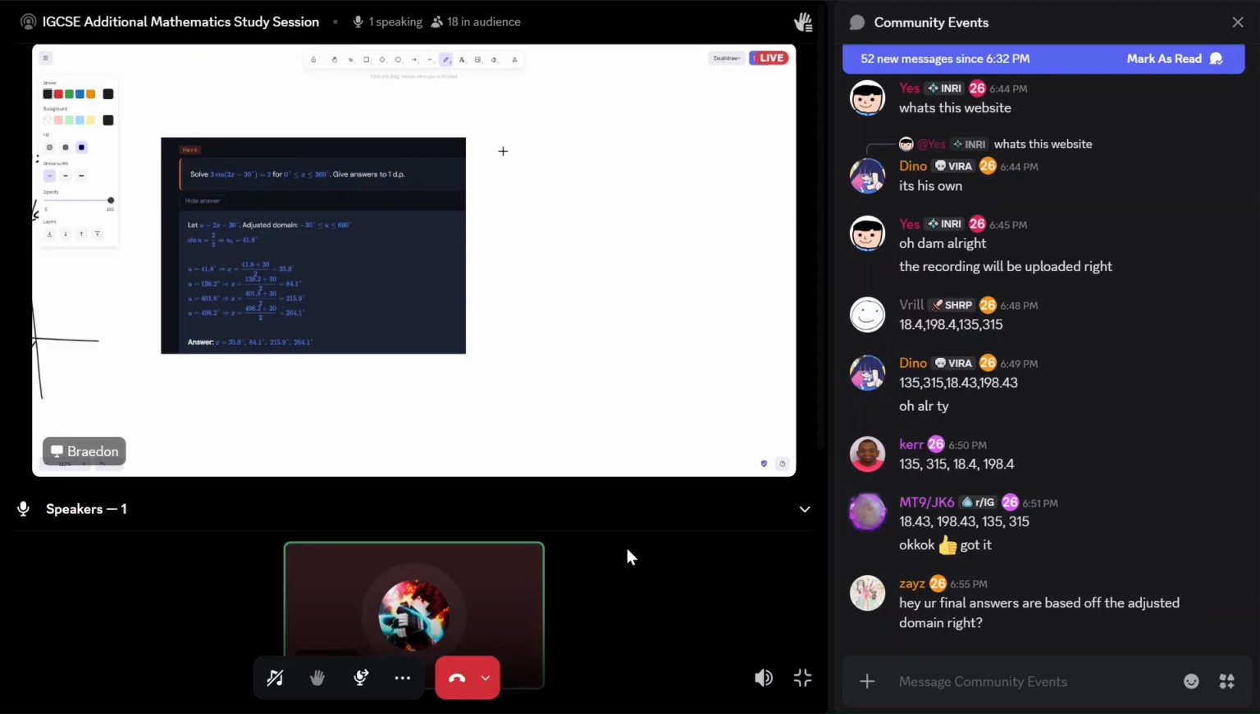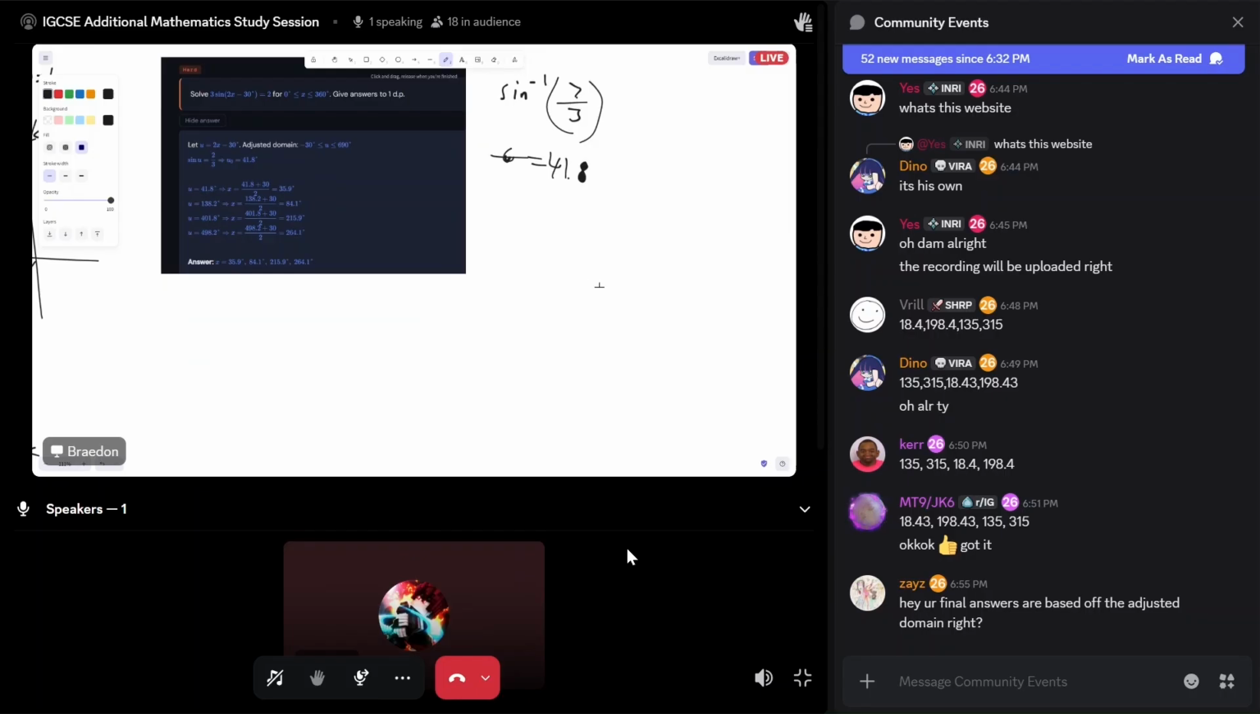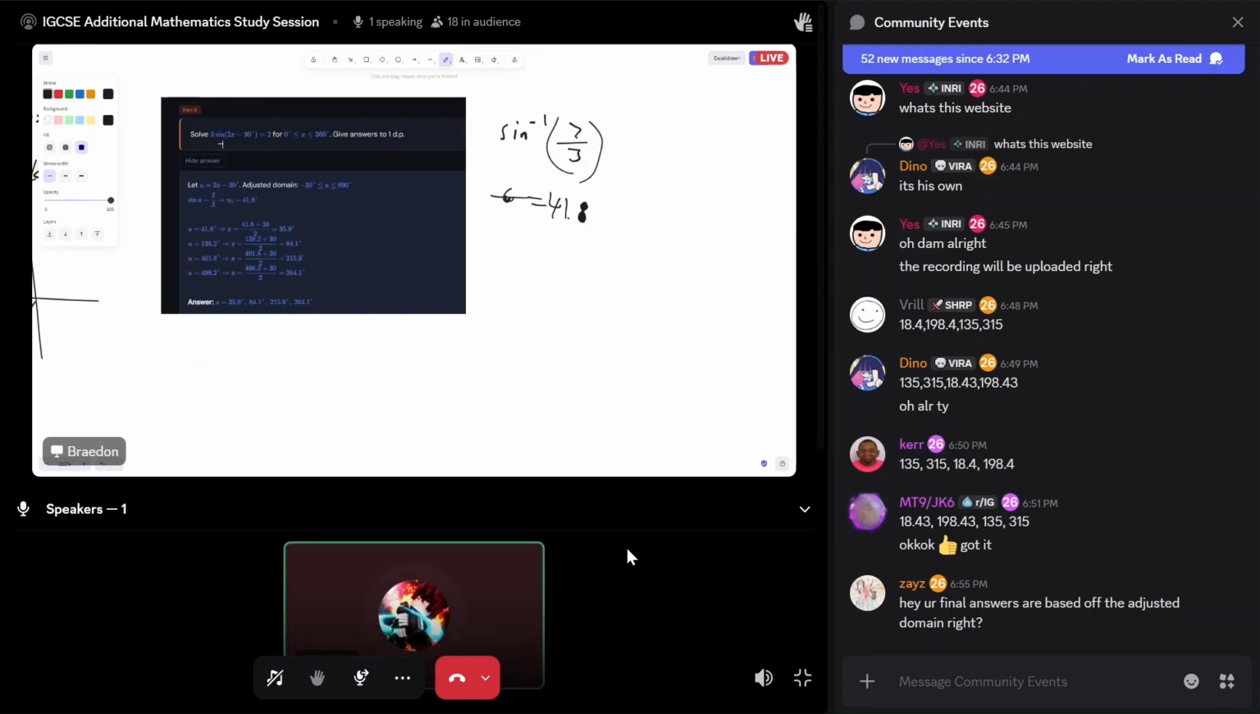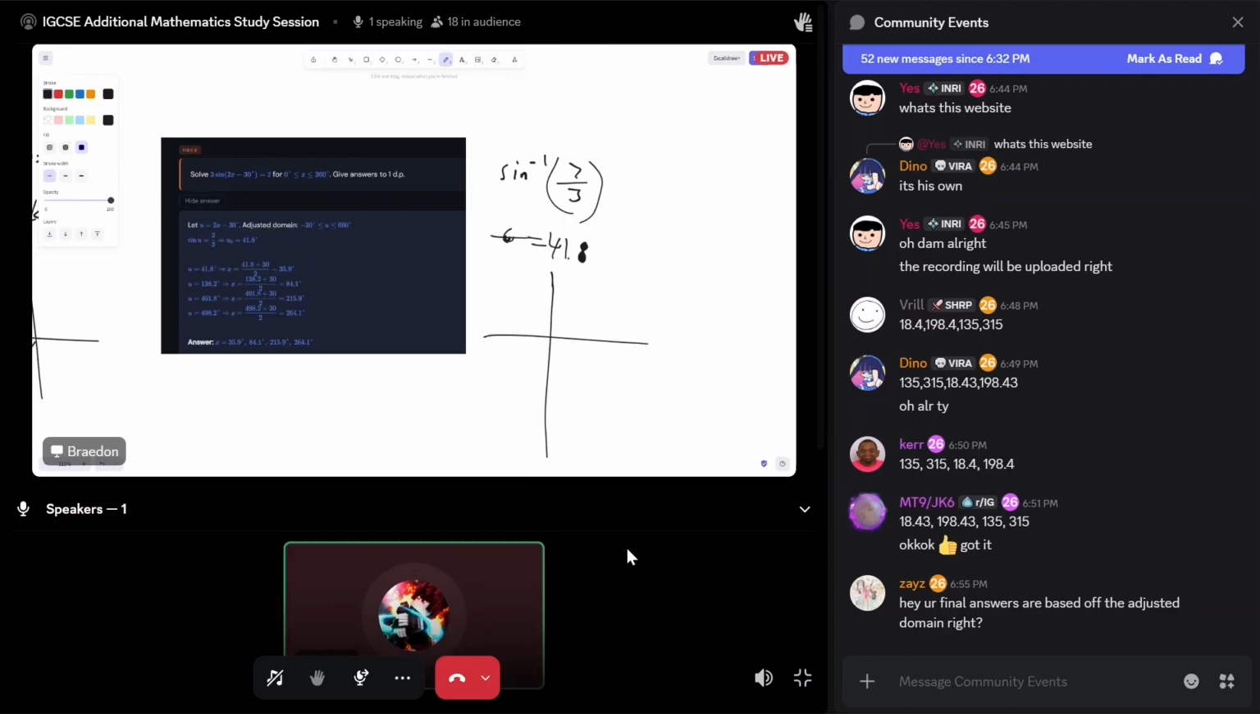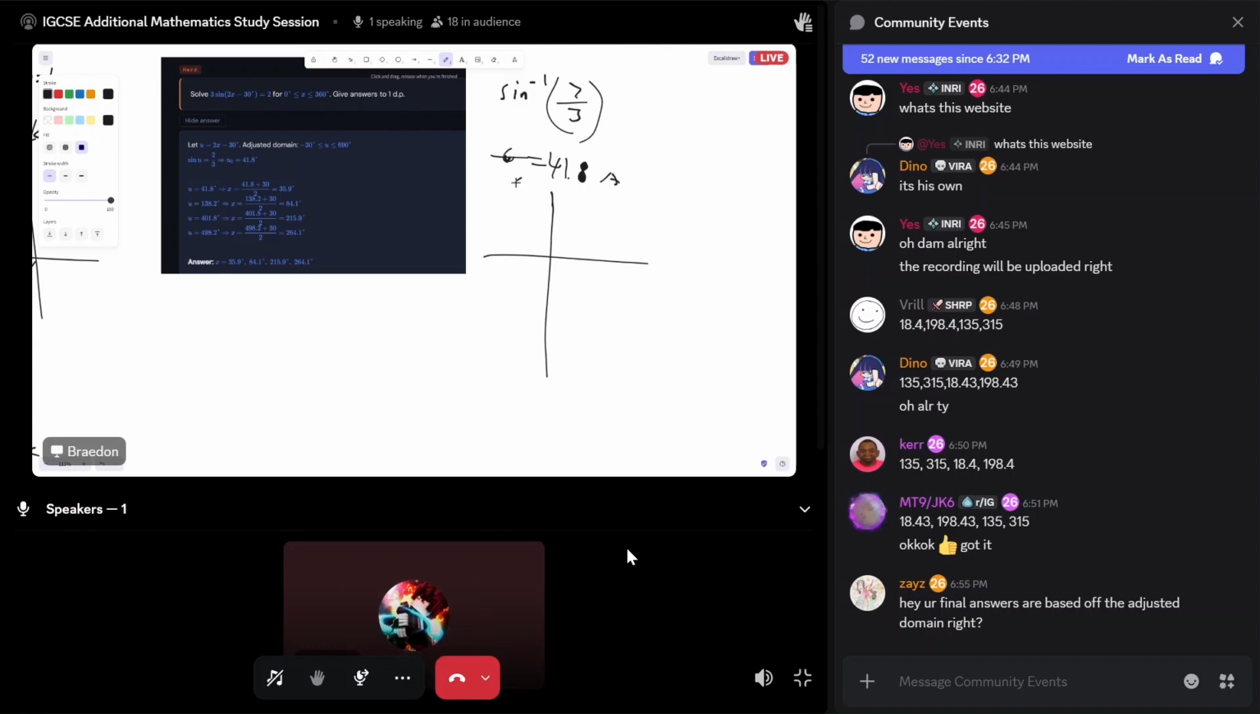So we know that the principal angle is inverse sine of 2/3. So the angle is 41.8. This answer is positive because it's 2 over 3, right? It's positive. So let's draw this up. The domain is negative 30 to 690, and then there's the ASTC diagram. So the principal angle would be here, 41.8. And this is already one of the answers itself.